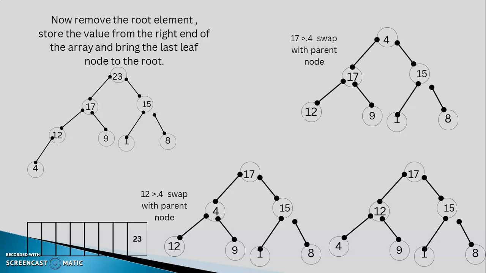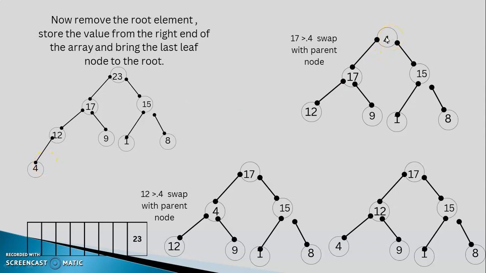So what is a leaf node? The last level. So 4. This 4 will come to this place. So that is what we have done here. 4 will come to the place where 23 was. So now this is removed. This 4 is removed and kept here.